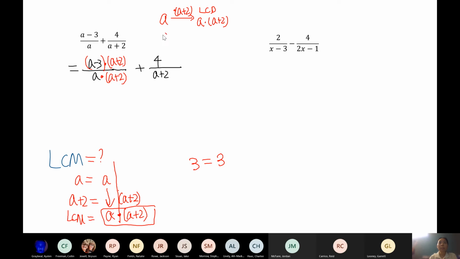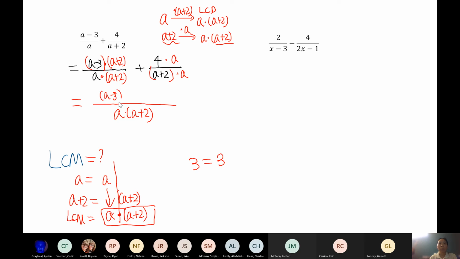Now, similarly, for the second denominator, which is A plus 2, we want to change it to the common denominator A times A plus 2. Well, it looks like we already have that. We just need to multiply it by A. So let's take the second fraction, multiply both the top and the bottom by A. Okay, so now let's look at the common denominator. A times A plus 2, A plus 2 times A. That's the same thing by the commutative property. And the top, we just need to work them out.